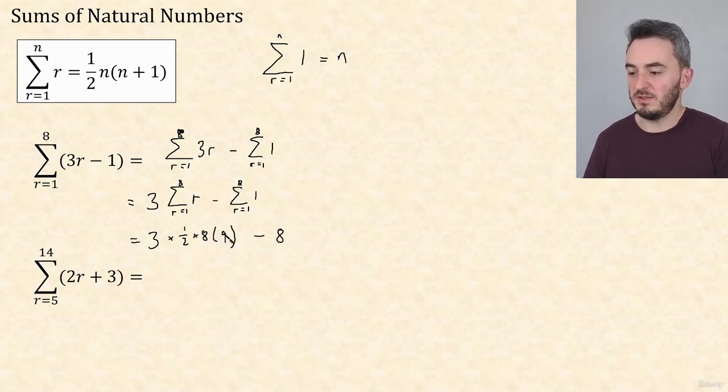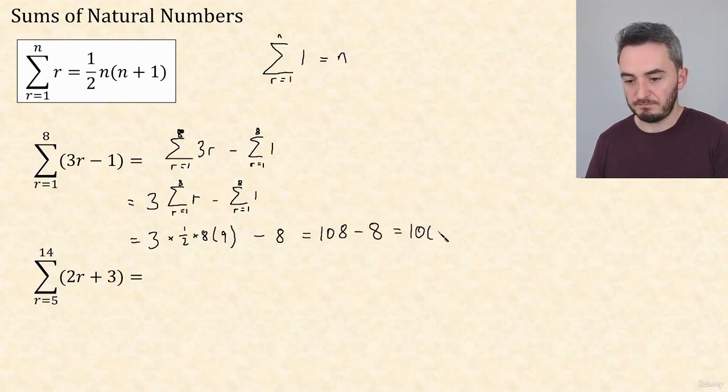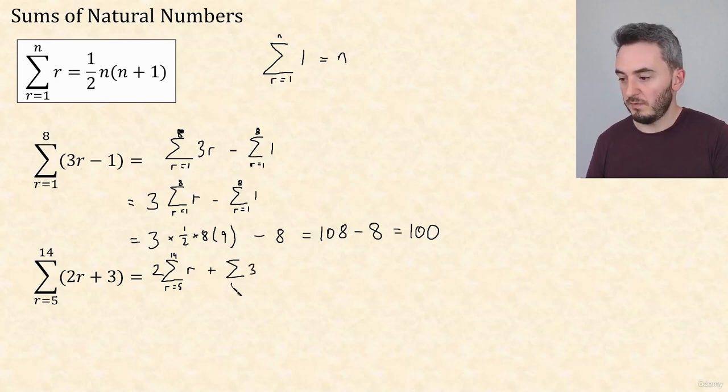And now we can just evaluate this. So we've got 8 times 9 is 72, half of that 36, 3 times that is 108. So it's 108 minus 8, which is 100. This one here we'll do in just the same way. We'll split it up and then we'll consider these limits, these starting points and finishing points. So this is going to be the sum from r equals 5 to 14 of, well, it's 2 times the sum of the r's, and then it's plus the sum of 3 from r equals 5 to 14.